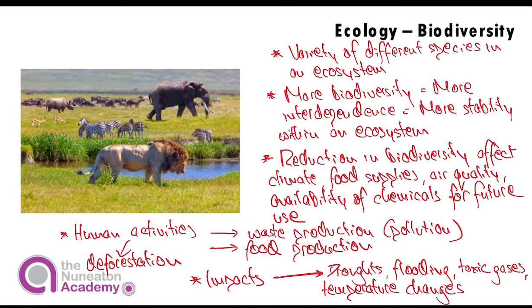And the reason why they're such an issue is because that change in biodiversity due to human activities can lead to a variety of different things, such as droughts, flooding, more toxic gases in the atmosphere, temperature changes, and these are all things that can affect organisms. And so if you think about things like droughts and flooding, many species and populations are obviously affected by that, and wet and dry seasons.